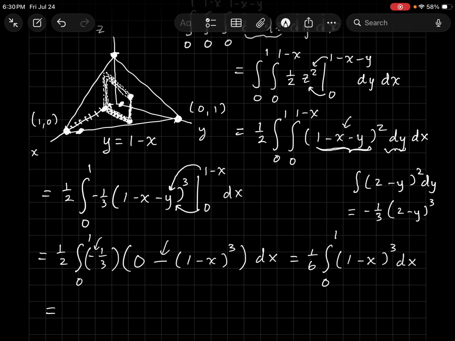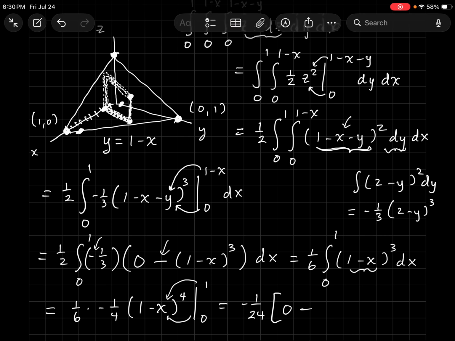Let's finish it off. We have 1/6, and then the integral of this would be a u sub as well. So we would end up with times negative 1/4, 1 minus x to the 4th from 0 to 1. Again, 1 minus x all to the 4th. So we have negative 1/24 times, plug in x equals 1, giving us 0, minus, plug in x equals 0, giving us 1, and our final answer would be 1/24.